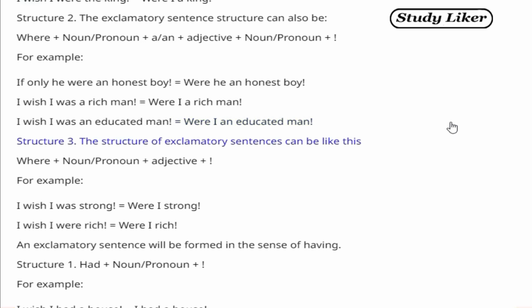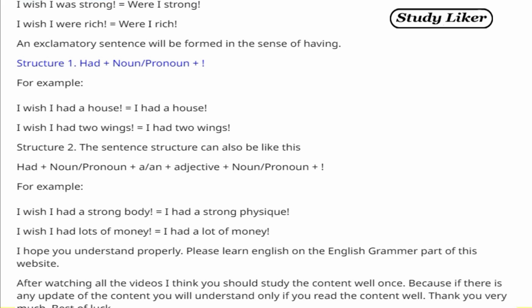Structure 3. The structure of exclamatory sentences can be like this. Were plus noun/pronoun plus adjective. For example, I wish I was strong equals were I strong. I wish I were rich equals were I rich. An exclamatory sentence will be formed in the sense of having. Structure 1: had plus noun/pronoun. For example, I wish I had a house equals had I a house. I wish I had two wings equals had I two wings.